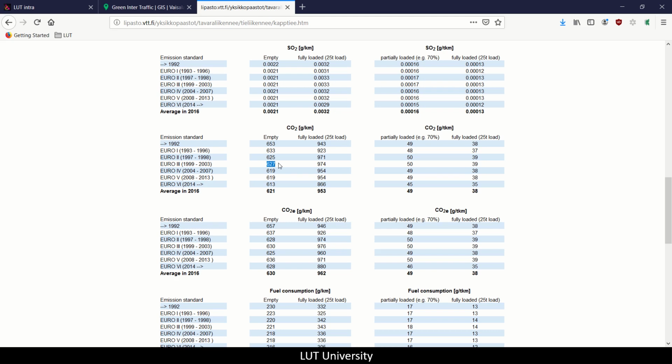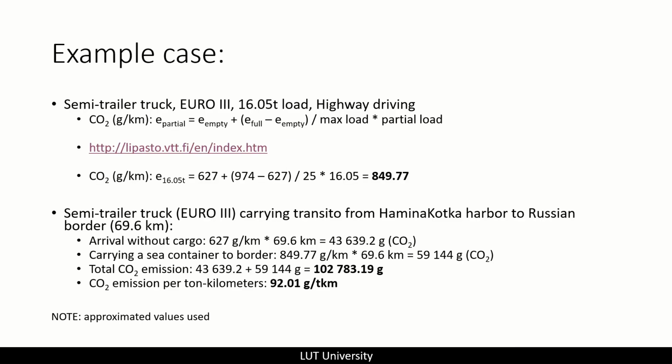And we can see here that while the load is empty, it emits 627 grams of carbon dioxide per kilometer, whereas while it's full, the same indicator would be 974. So we factor those into our equation that was presented here, and we get as the answer that while carrying one sea container, the truck emits approximately 850 grams of carbon dioxide per kilometer driven.